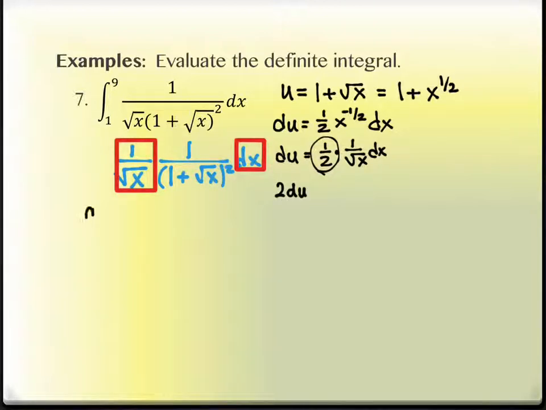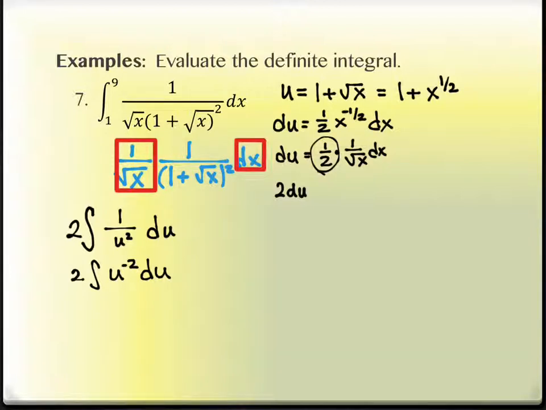Now what I'd like for you to recognize when I write my script S is I'm not going to put the numbers on top and bottom, because I'm in the process of changing things into u's. Those numbers were evaluations for x, not for u. So I'm just going to leave them off for the moment. So I'm going to have a 2, like we said, and the du. And then right here I'm going to have 1 over what? U squared. Or if you prefer, you can write it as u to the negative 2 at that point.